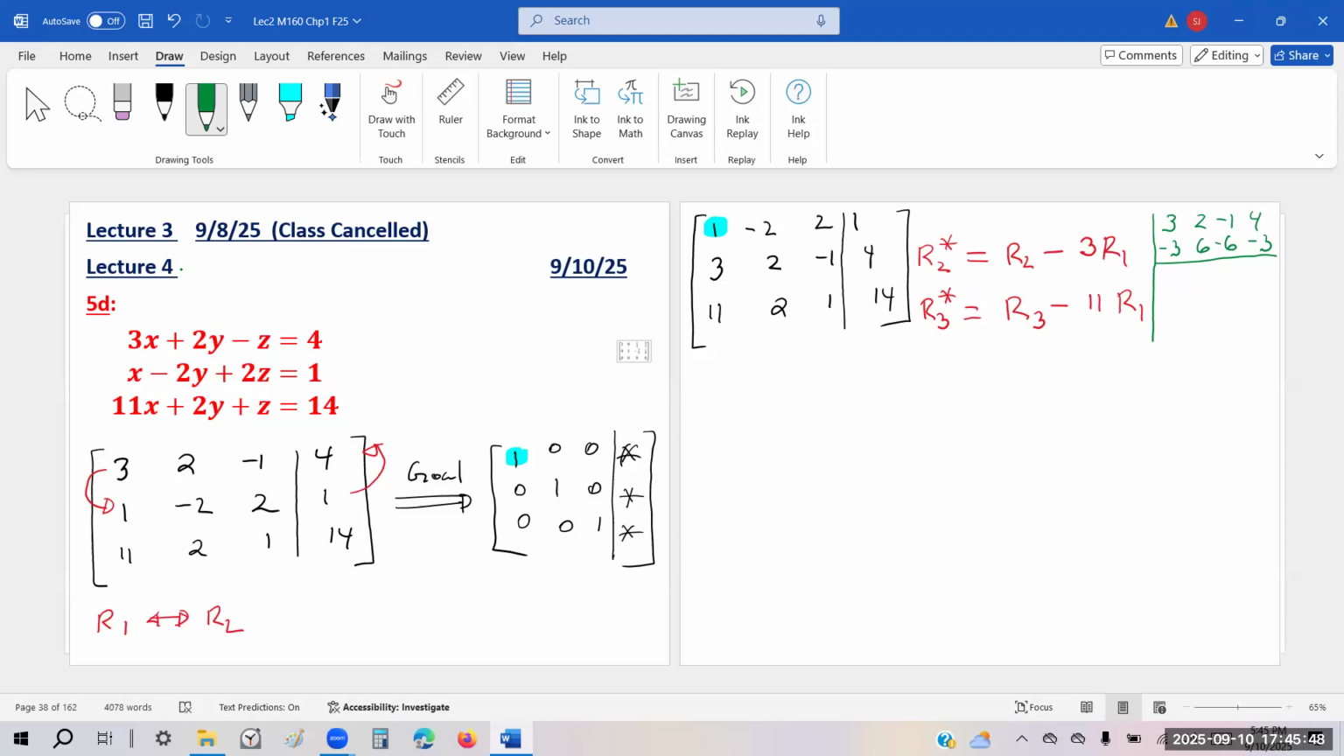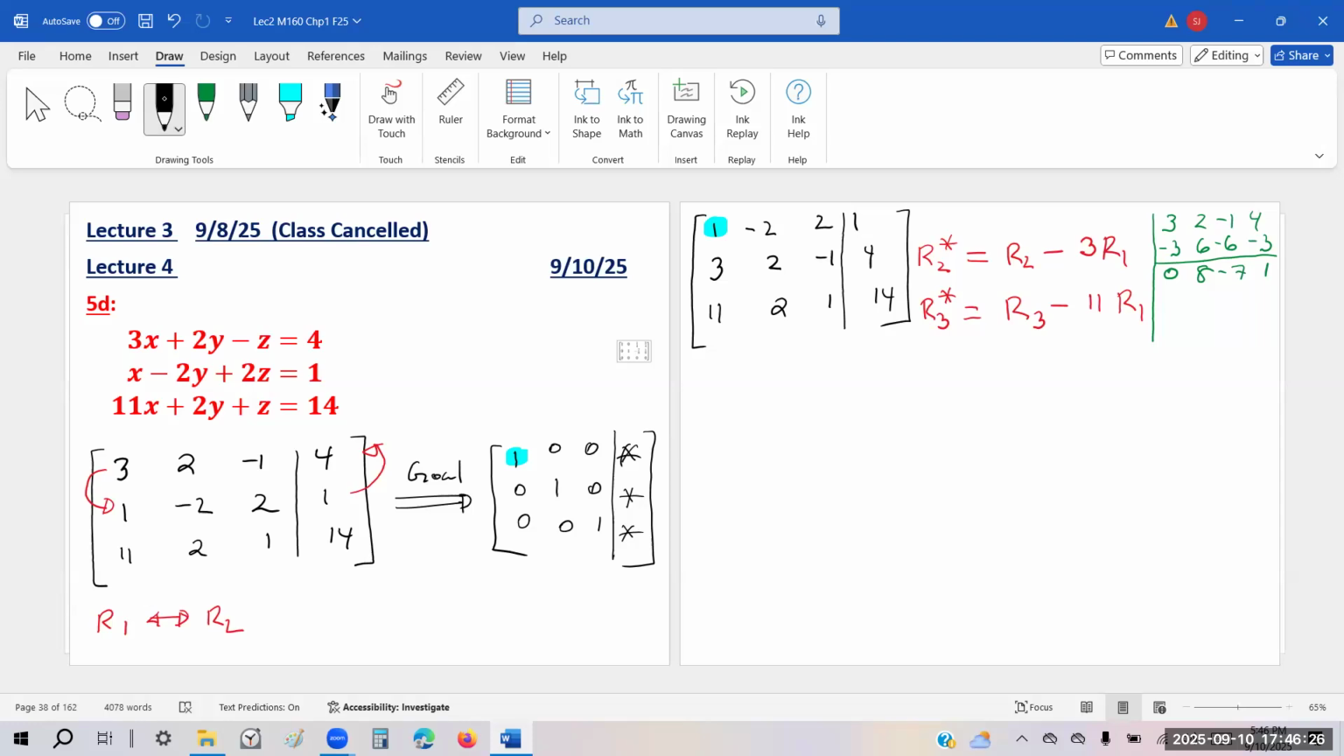1 times negative 3 is negative 3. Negative 2 times negative 3 is positive 6. 2 times negative 3 is negative 6. 1 times negative 3 is negative 3. When you subtract, you change the sign. So I'm doing the changing sign and subtraction at the same time. Then it will be easier for me to just get the number when we add them. So we have 0, 8, negative 7, and 1. This will be the new row 2.